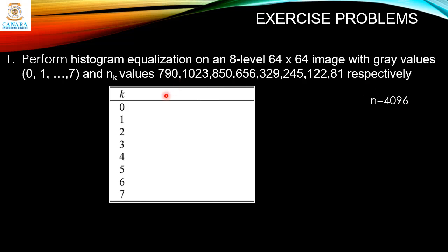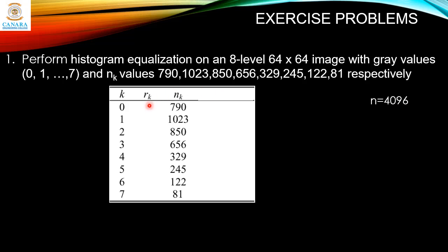So first we'll create a table to get the details of the input image. So k from 0 to 7, and then we'll write the nk values, which are also given. So nk is 790 for 0, 1023 for 1, 850 for 2 and so on. Okay, so this is the details given. If you add up nk, it will be 4096.